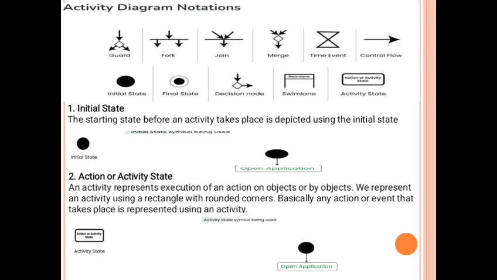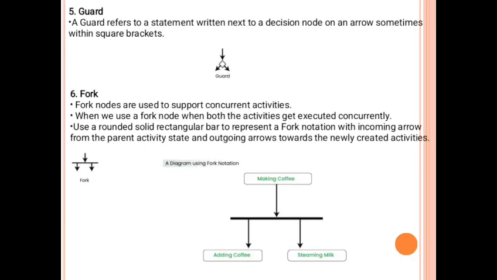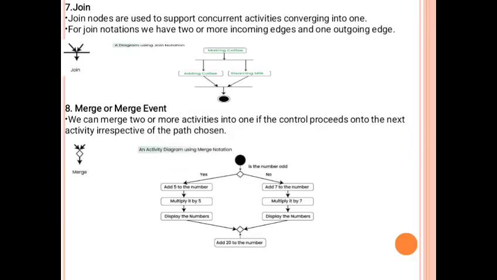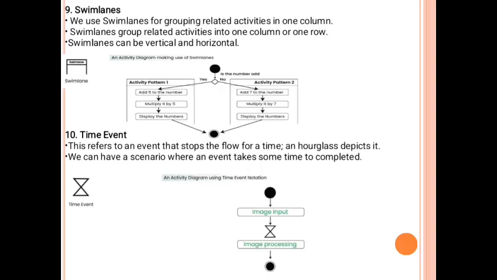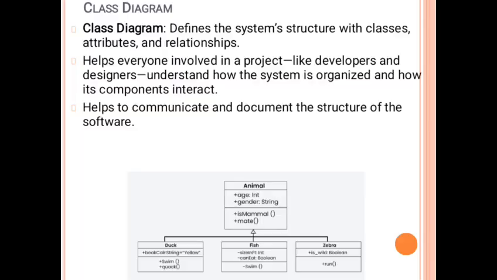These are the notations of activity diagrams: initial state, final state, action or activity state, action flow or control flow, decision node and branching, guard, fork, join, merge event, swimlanes, time event, and the final state or end state. Final state or end state denotes the end of the flow. We use a filled circle within a circle notation to represent the final state in the state machine diagram. This type of process can have multiple final states.